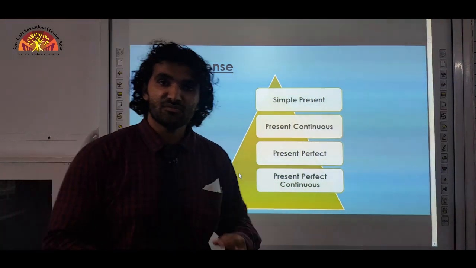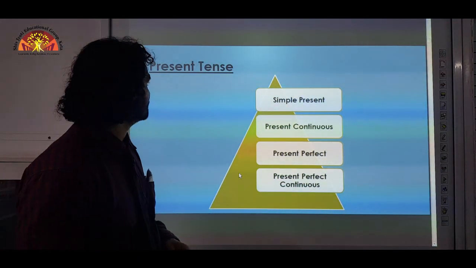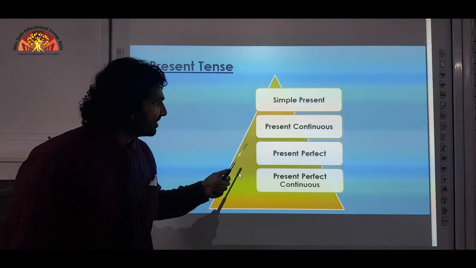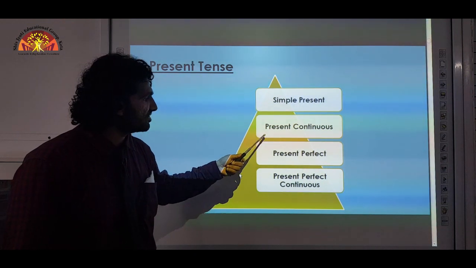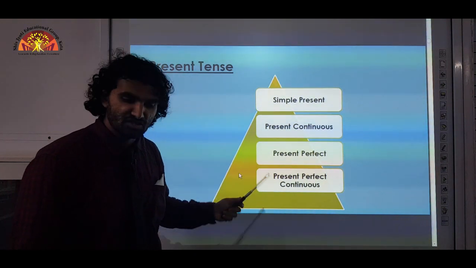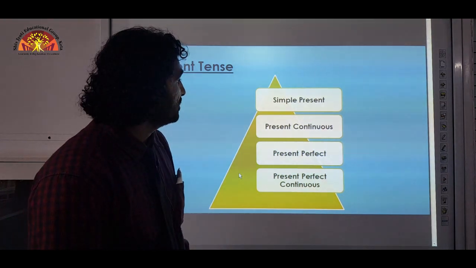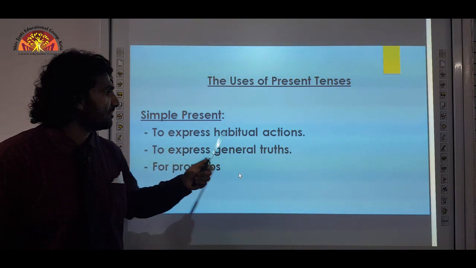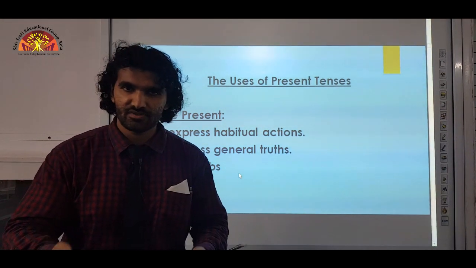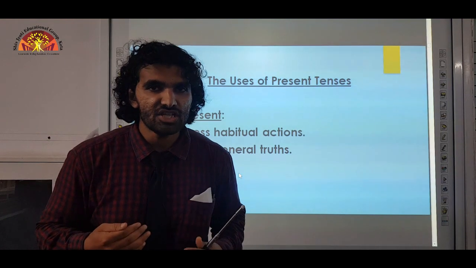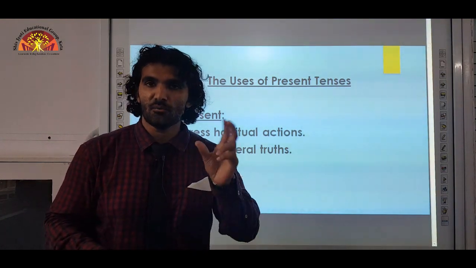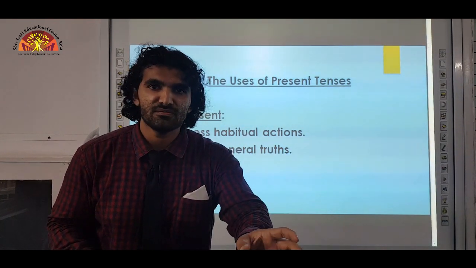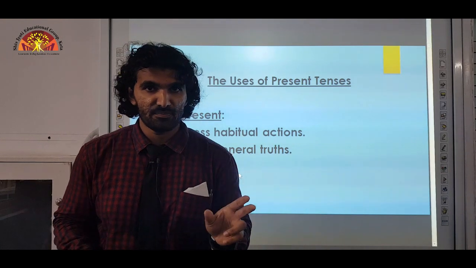You can take out page number 32 of your book. We will now discuss present tense. Present tense can be divided into 4 categories: simple present, present continuous, present perfect, and present perfect continuous. We will now get to know the uses of simple present. To express habitual actions: I teach, you study. I teach, you learn. Here the verb teach is in simple present form. The verb study is in simple present form. The verb learn is in simple present form.